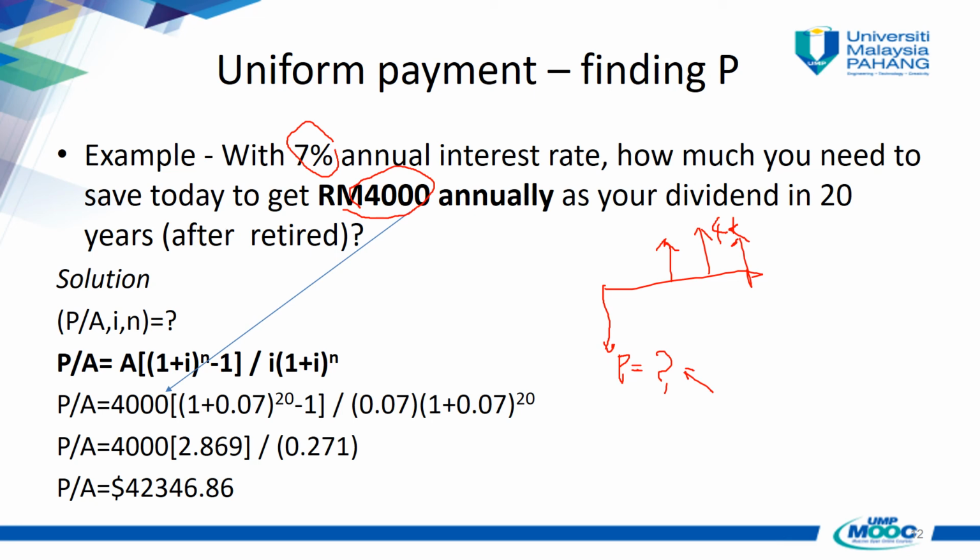So our solution here is based on finding P when we know the A. The A is 4,000 at 7% interest rate, with 20 years of dividends. You will see that we need 42,346 ringgit so that we will consistently be paid with 7% interest rate.